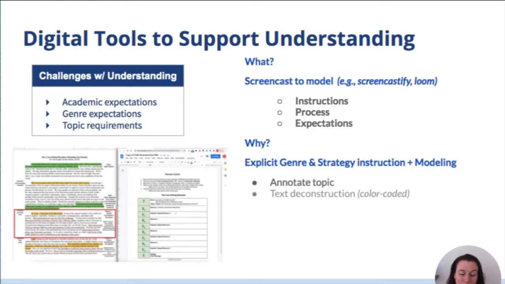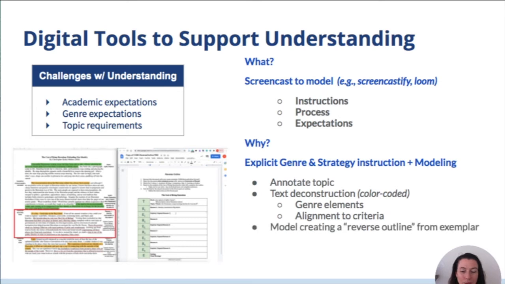So you can annotate a topic, you can do text deconstruction to show students the different elements of the type of writing you're asking them to produce, so the genre elements or the alignment to the topic and the criteria. And you can model creating a reverse outline from an exemplar. And having students do that helps them to see what a good outline should look like and better prepares them to create their own outlines as well.